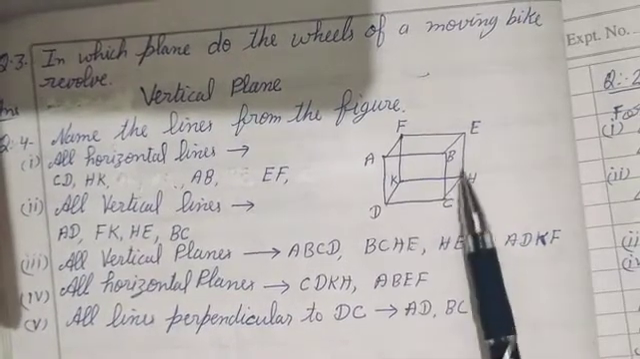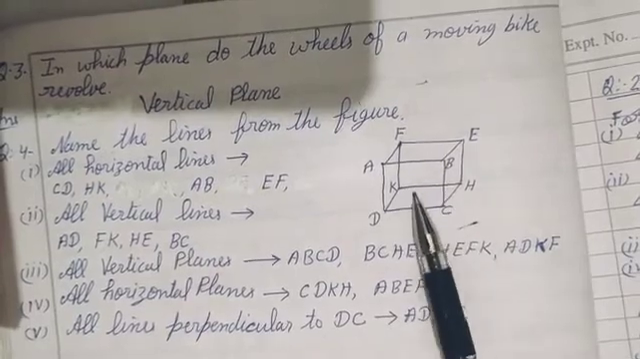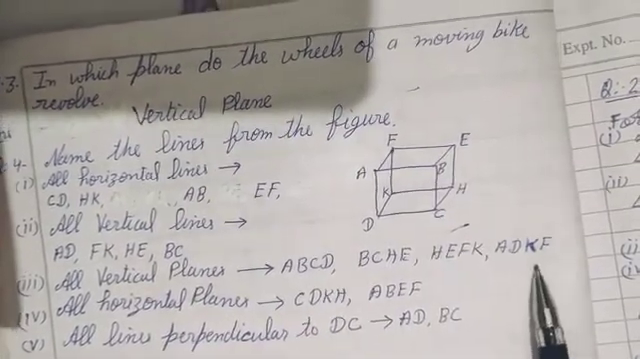Like here, ABCD can be written and ADCB can be written. So the name of this plane can be written in two ways. So you may write in any way. The names of the planes are given here.